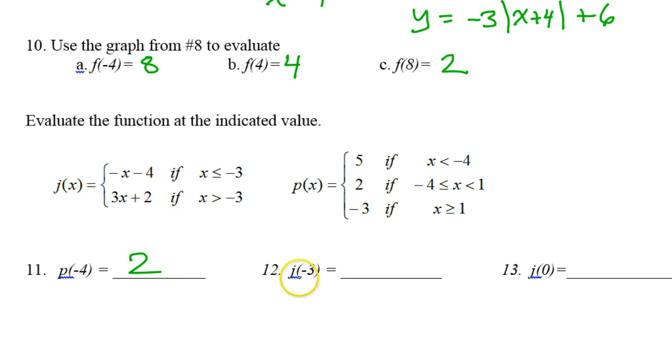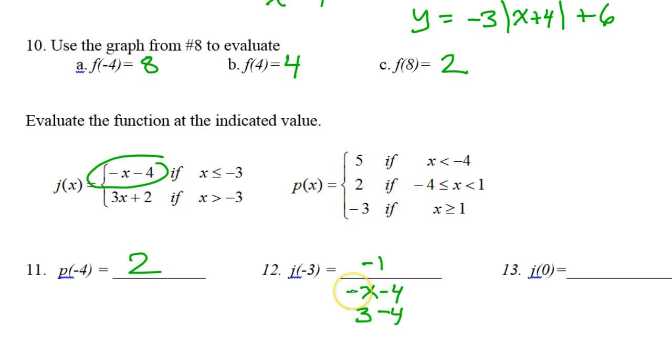Okay, now this one we're using function j. So -3. I'm noticing the -3's here in the domain restriction. So which one am I going to do? Well, the one that says or equal to -3. -3 equals -3, so we'll have to use the top version. That means we're doing -x minus 4. The easiest thing to do is remember that this means the opposite of x. So what's the opposite of -3? Well, that would be +3. +3 minus 4 is -1.